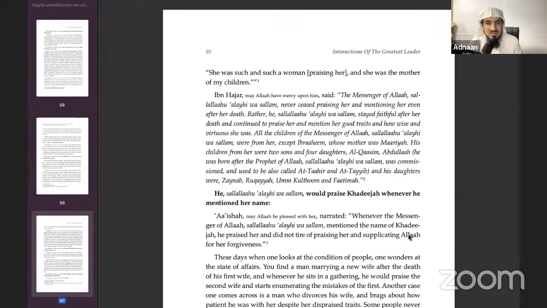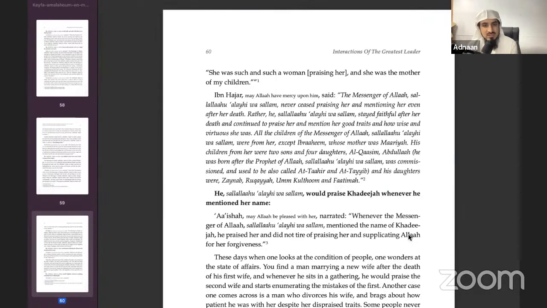Ibn Hajar rahimahullah said, the Messenger sallallahu alaihi wasallam never ceased praising her and mentioning her even after her death. Rather, he sallallahu alaihi wasallam stayed faithful after her death and continued to praise her and mention her good traits and how wise and virtuous she was. All the children of the Messenger of Allah sallallahu alaihi wasallam were from her, except Ibrahim, whose mother was Maria.